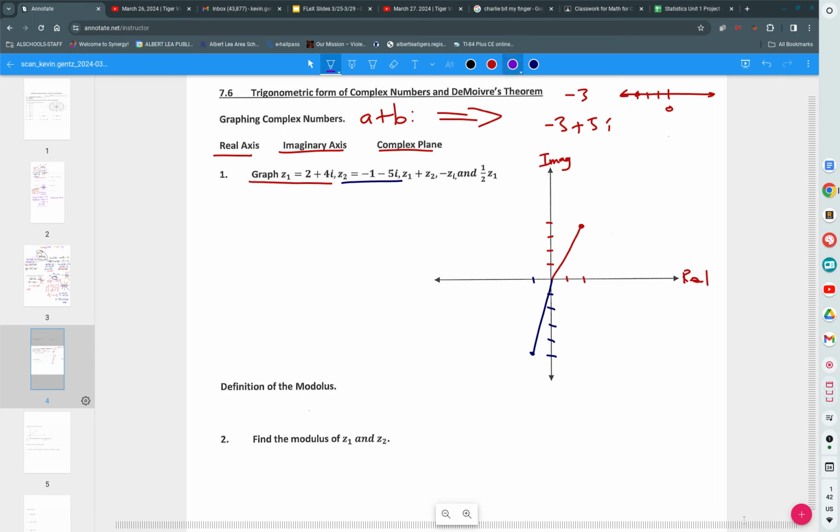Now I'm going to graph z sub 1 plus z sub 2. I have to add these two together. We've learned how to add complex numbers. You simply add the real parts to get 1, and you add the imaginary parts to get negative i. From a geometrical perspective, it's interesting that if you add the red and the blue together, you end up with the purple. That's what you get.